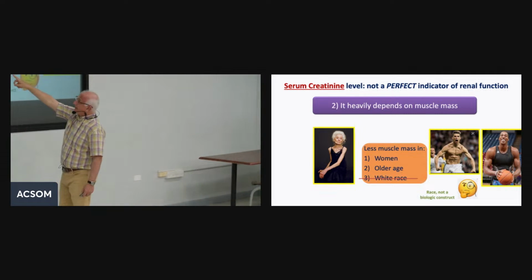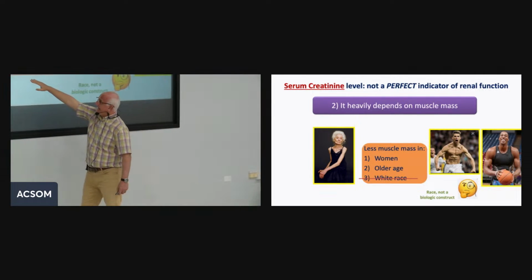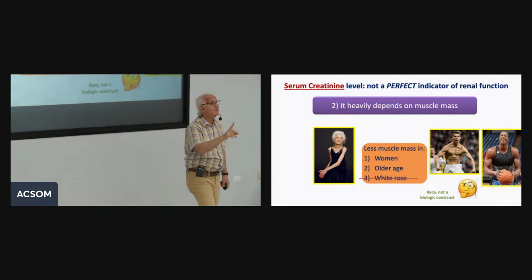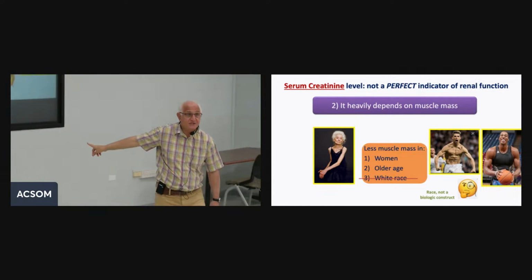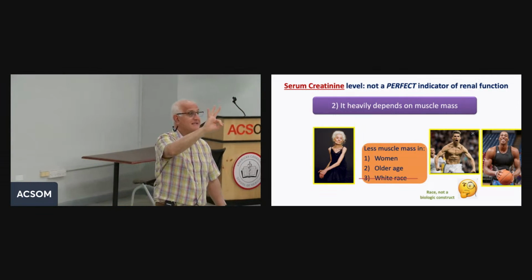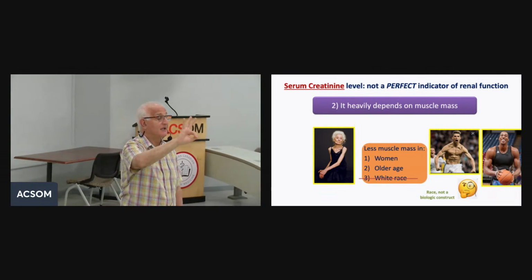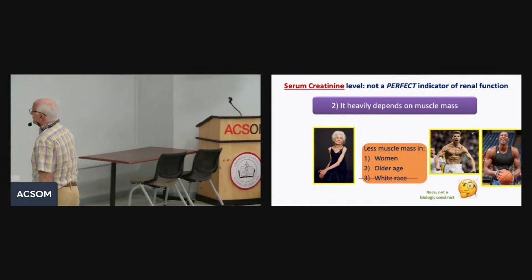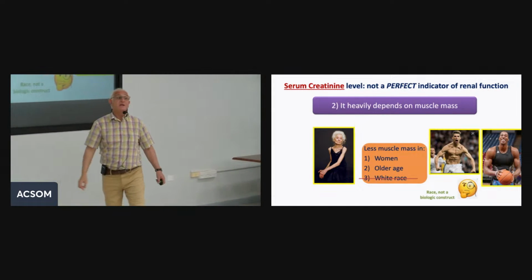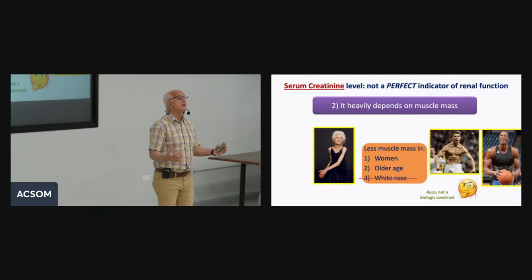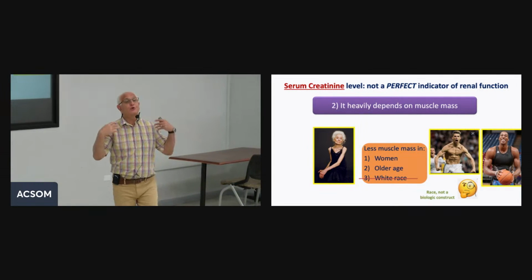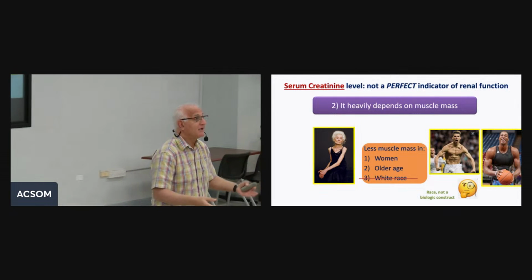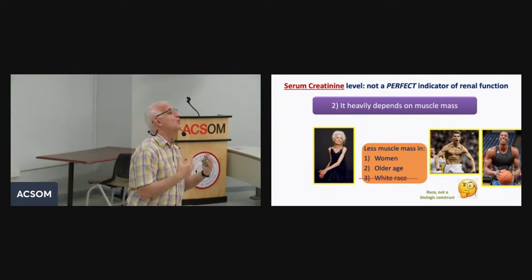Less muscle mass in women, older age, and I just put a line on white race. I kept it because up until 3 years ago, I was teaching that there are three things that affect the muscle mass. One is the gender, women. One is the age, and one is the race. Now we realize that race should not have been here. So I put it here to remind myself, to remind you, do not keep in mind the race. And tomorrow I will tell you why.